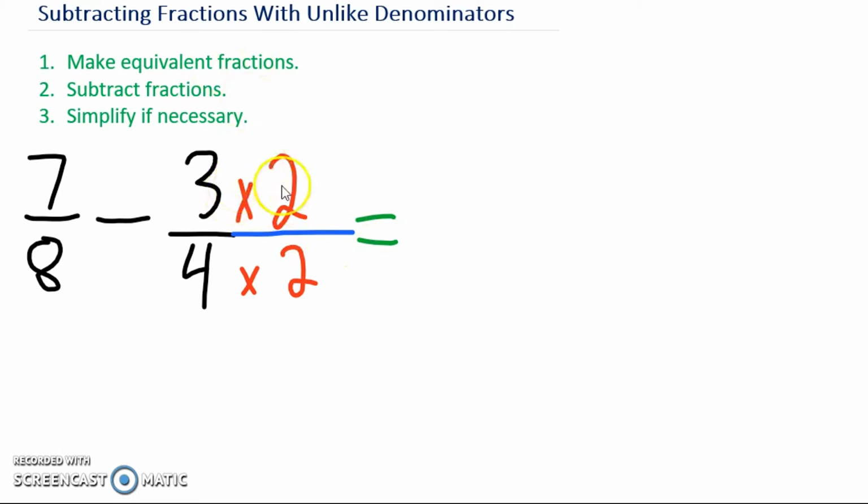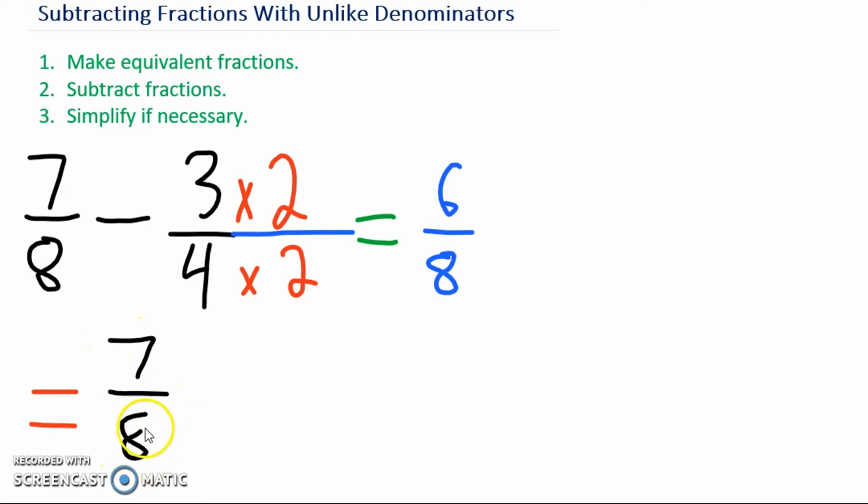So now 3 times 2 equals 6 over 4 times 2 equals 8. So now we have 6/8. Now let's rewrite our equation. So 7/8, we didn't do anything to it, so it's 7/8, minus 6/8, because we changed it from 3/4. Okay, now we're just going to subtract like normal.